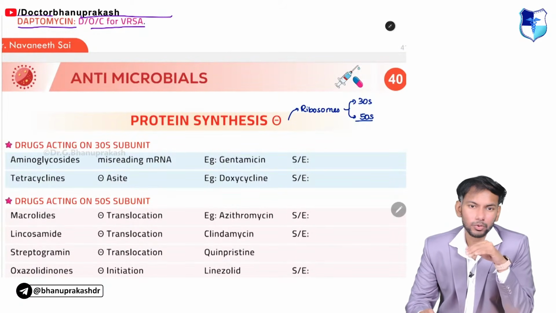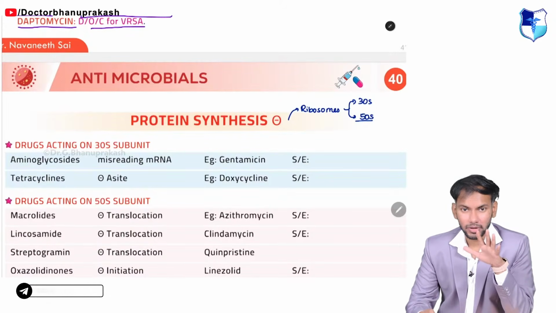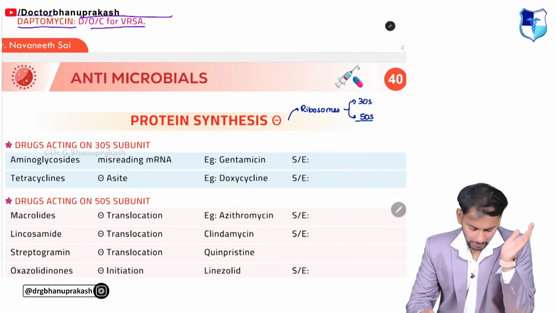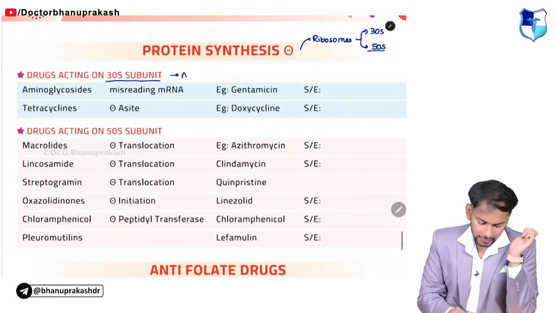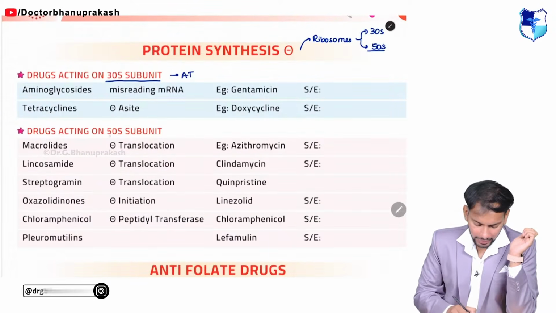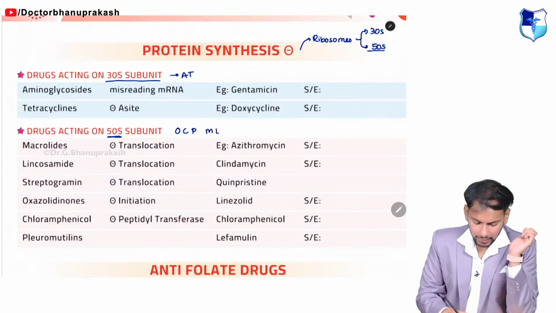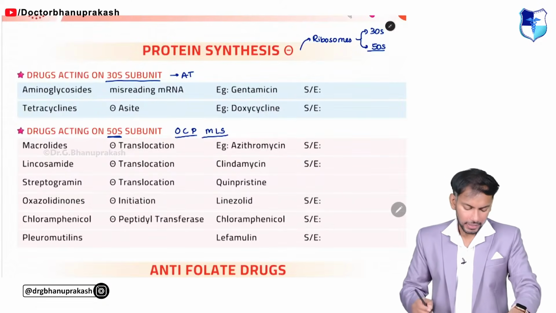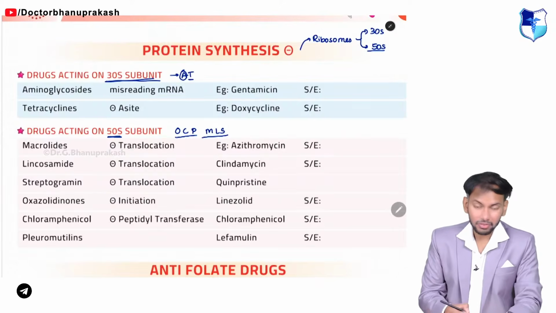Now, I told you a very good story in the class to remember all of these subunits, how to remember the drug classes and how to remember the mechanisms of action. Now we don't have enough time to do all of that, but I'll give you a quick recap. Drugs acting on 30S, I asked you to remember as ANT. Drugs acting on 50S, I asked you to remember as OCPMLS. We will see what all of these are. Drugs acting on the 30S subunit: A for aminoglycoside and T for tetracycline.